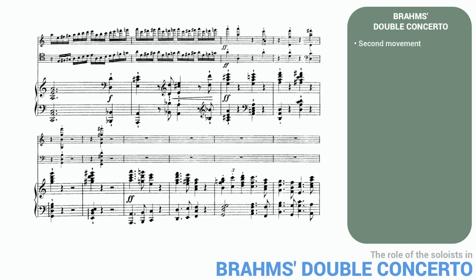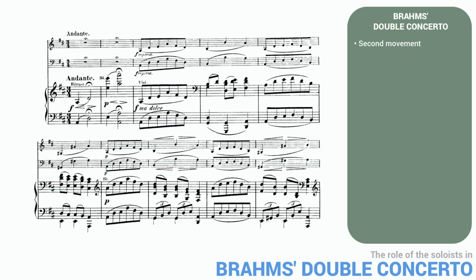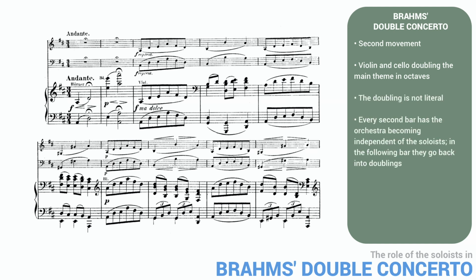Now one last example from the second movement. This movement starts off with violin and cello doubling the main theme in octaves, along with the strings of the orchestra. In the seventh bar, the winds take over from the orchestral strings. What's interesting is the fact that the doubling is not literal. Every second bar has the orchestra becoming independent of the soloists. In the following bar, they go back into doubling.